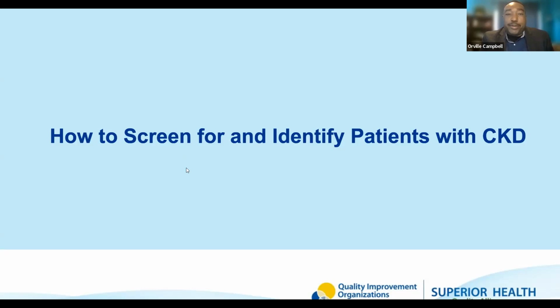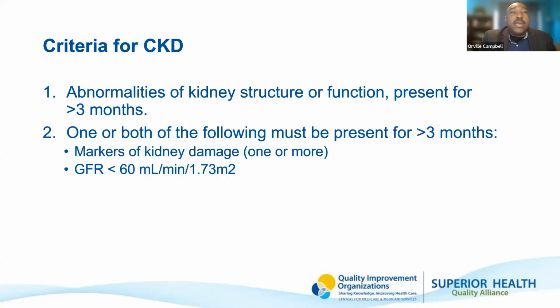All right. How to screen for and identify patients with chronic kidney disease, or CKD. Again, let us remind you of the definition of chronic kidney disease: abnormalities of kidney structure or function, present for at least 3 months or greater. One or both of the following must be present for greater than 3 months. Markers of kidney damage, again, GFR less than 60. Next slide.